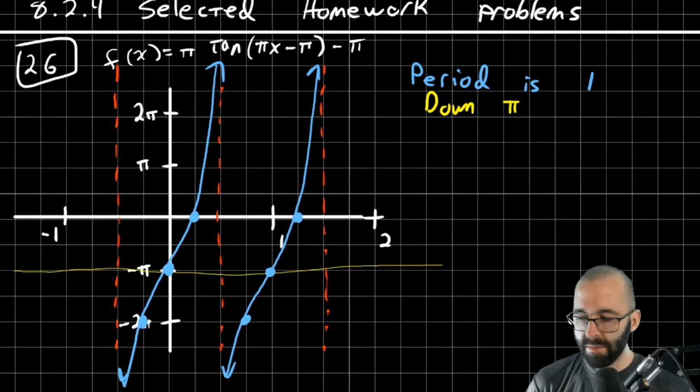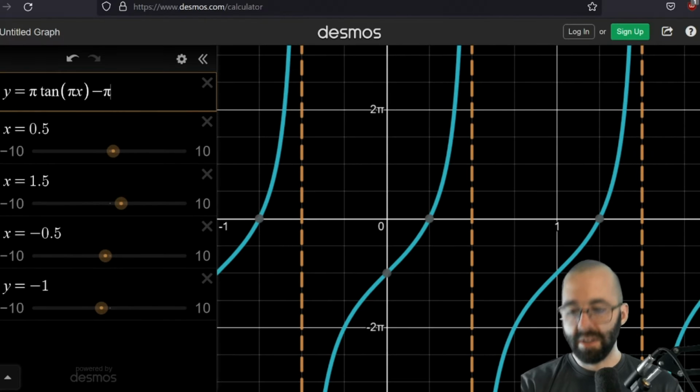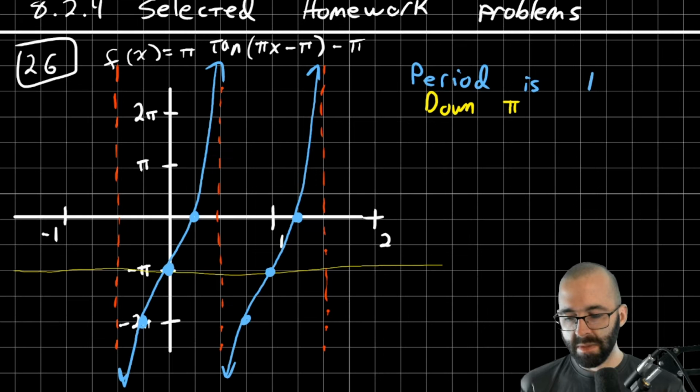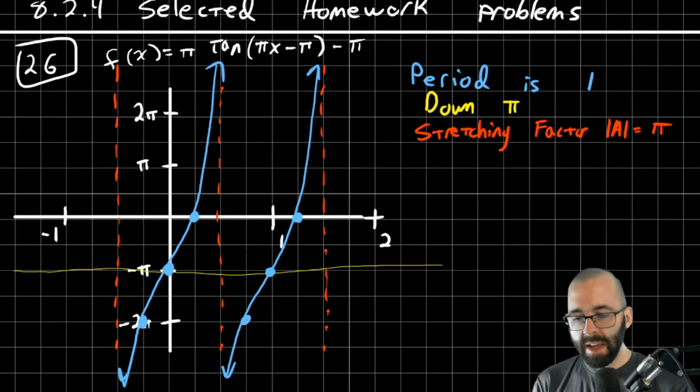And that's what you get. Now it also wanted what other information did it want from us? It wanted a little bit more. Stretching factor, period, and asymptotes. So the stretching factor is the absolute value of A, which is pi here.